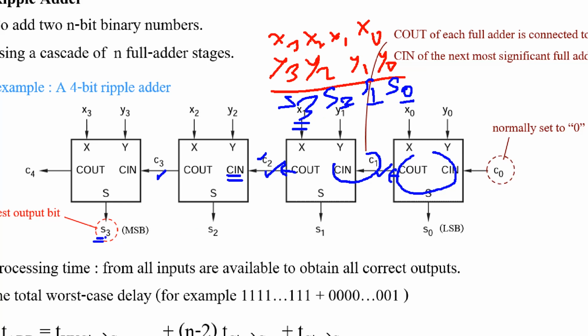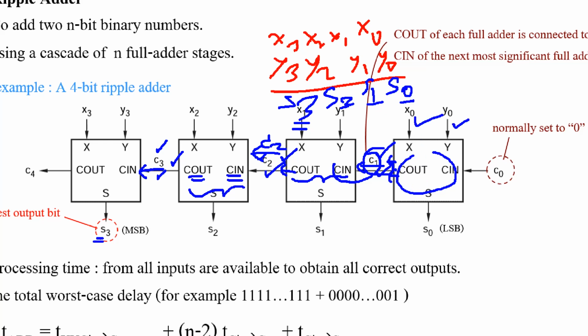But for S3 to be correct, you must get the correct value of carry in, namely this C3. But C3 comes from a carry out, right? So you must wait, by its internal logic gate propagation delay of some nanoseconds, before this value is available. That means you must wait for input C2 to be available, and C2 needs some propagation delay after C1 is available.